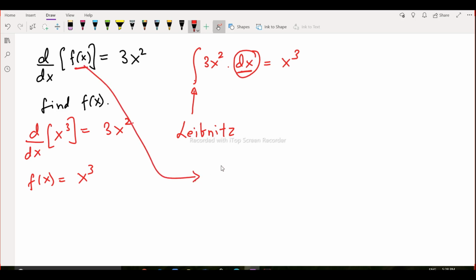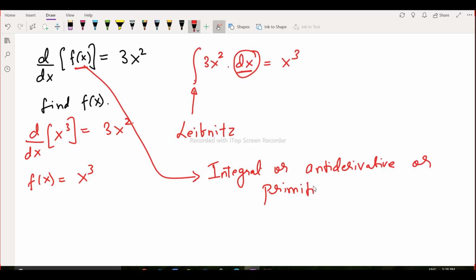And this f(x) is known as the integral, or anti-derivative, or you can call it primitive. So all these names are used for integration.